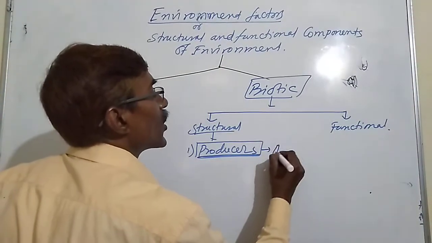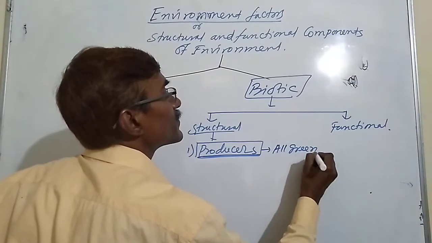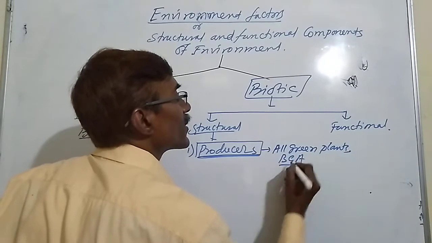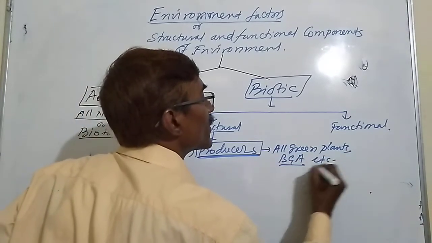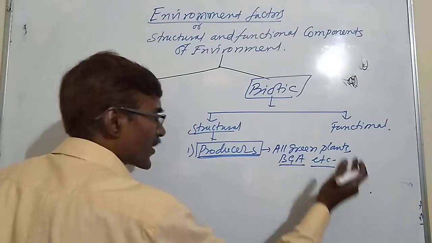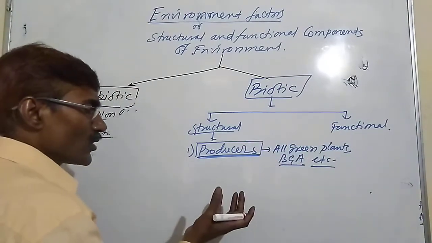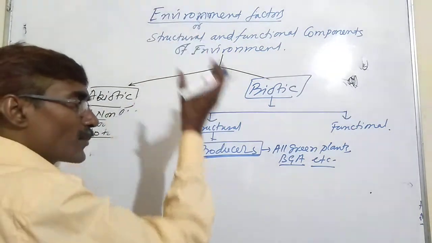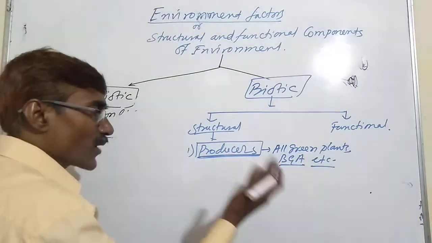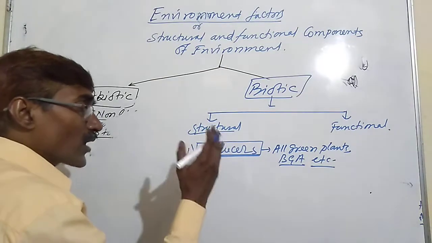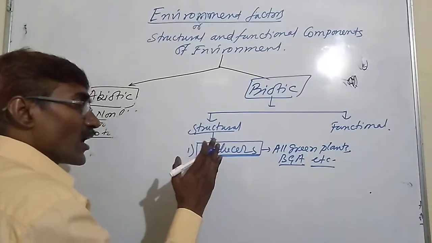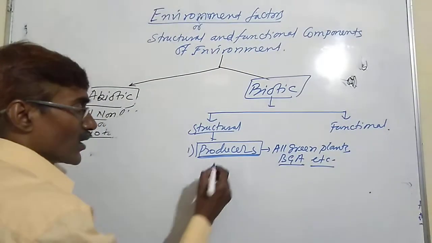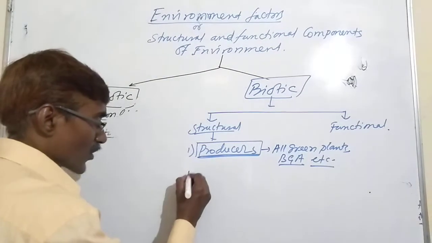Examples: all green plants, BGA. Those having the capacity to synthesize their own food are called autotrophs. But here it is a producer in the sense that non-biological energy can be transformed into biological energy, or radiant energy is transformed into chemical or potential food energy. Those living organisms involved in this process are called producers.